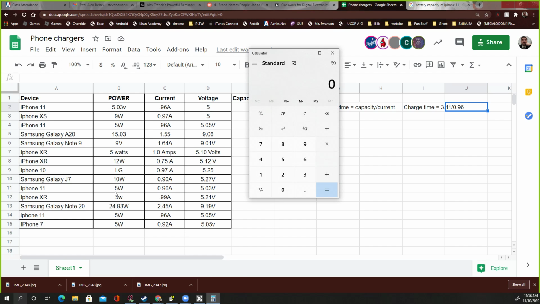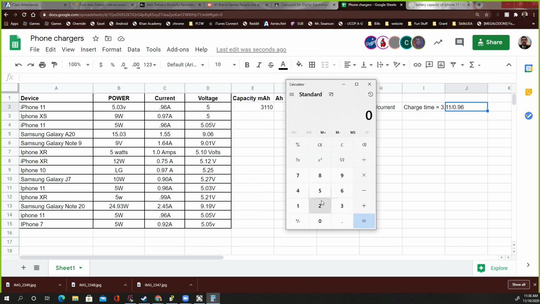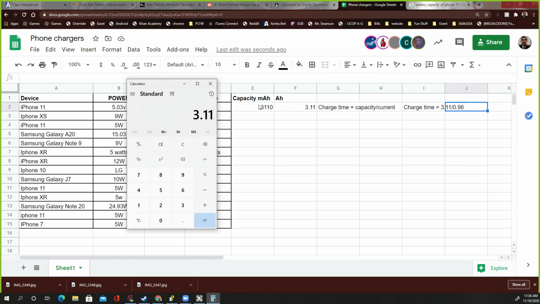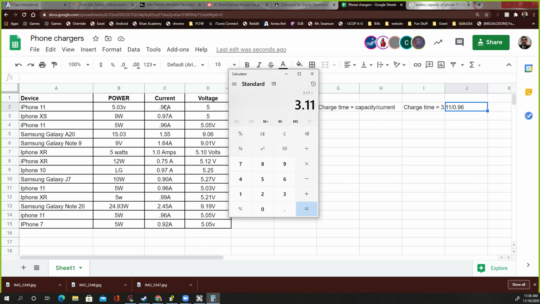Although I'm in Excel, or Sheets, so it should be able to calculate for me, but I'll do it here. So 3.11, that's how many amp hours this phone is, right? So you just take the milliamp hours and move the decimal place 3 times, and that's how many amp hours. That means you can pull 3.11 amps for a whole hour before it dies. We're going to take that and divide it by how fast we're sending current into the phone, and that's going to be 0.96 and 3.27.